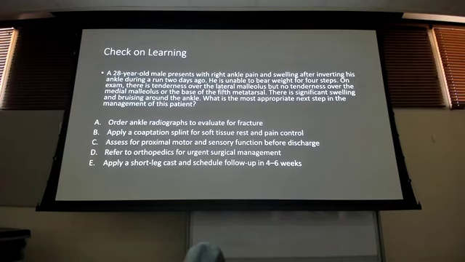28-year-old male presents with right ankle pain and swelling after inverting the ankle during a run 2 days ago. Unable to bear weight for 4 steps. On exam, there's tenderness over the lateral malleolus. No tenderness in the medial malleolus or the fifth metatarsal. There is significant swelling and bruising around the ankle. What is the most appropriate next step in the management of this patient?